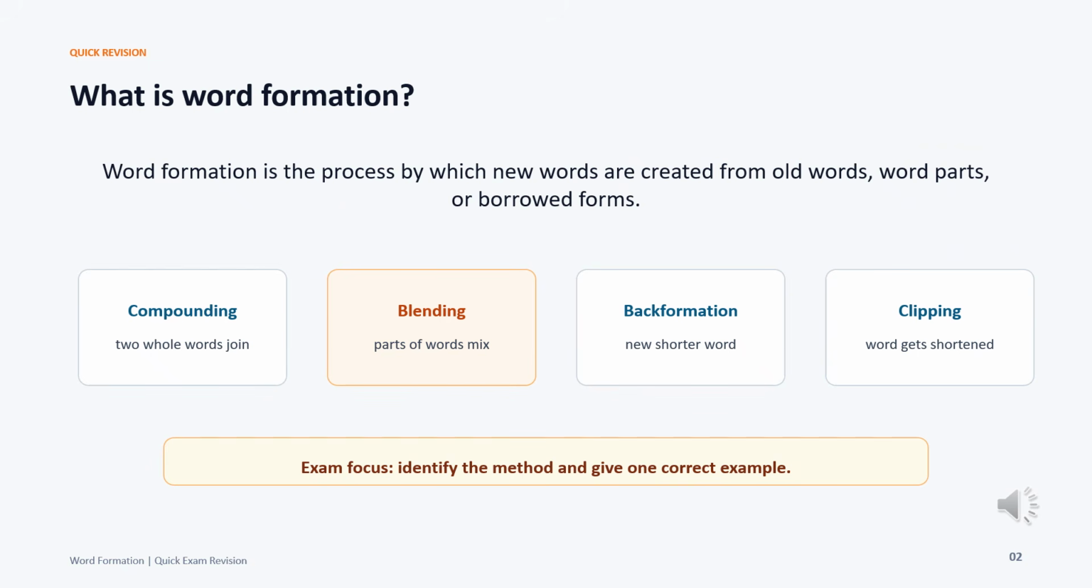Going into details about the definition of word formation. Word formation is the process through which new words are made from existing words or word parts or words borrowed from other languages. This will be the correct definition.